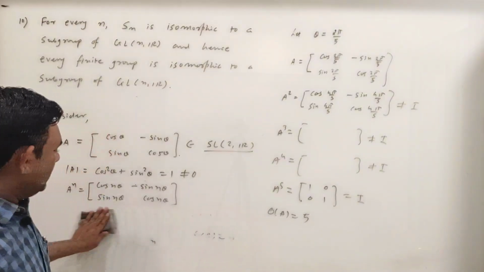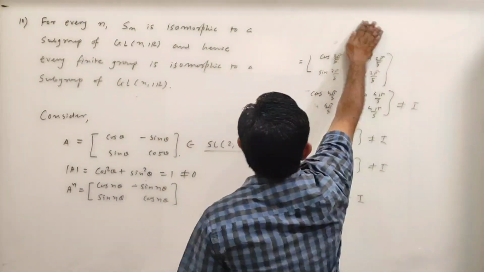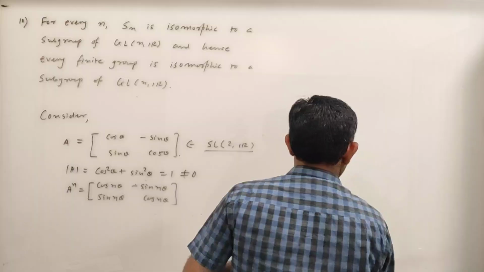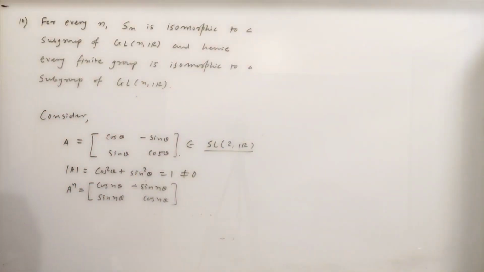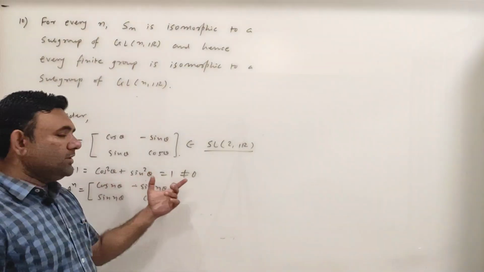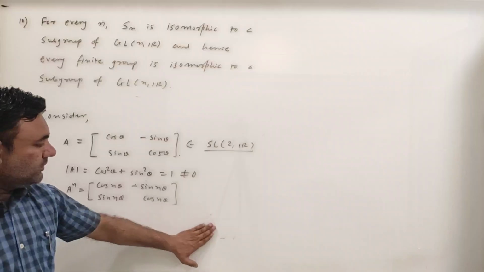So let me summarize this. You consider A equal to this, then it is a member of SL2R, its determinant is 1, then A raised to n is this one, right?